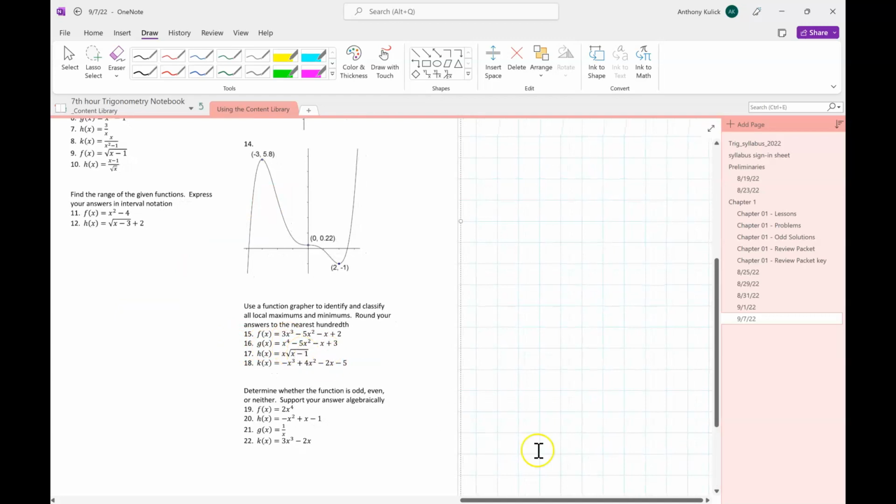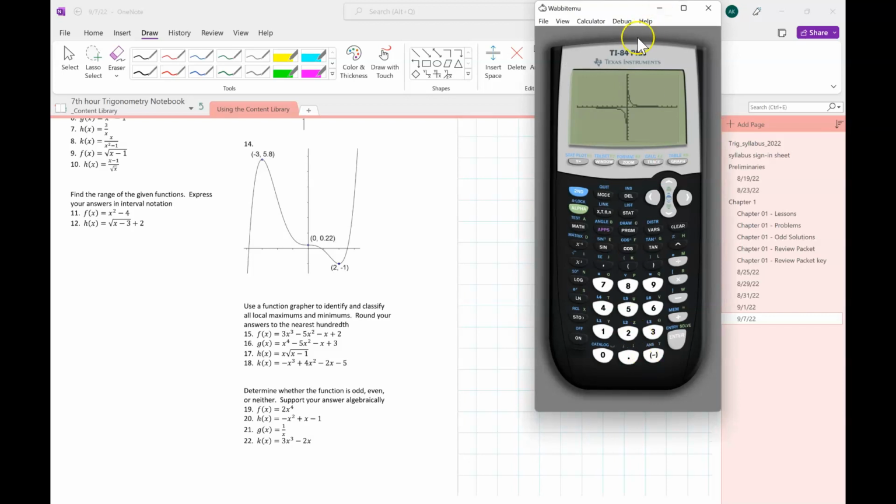So 17 is an all-on-the-calculator question. It says to use your graphing calculator to classify the maxes and mins and find the maxes and mins. So 17 is x times, and then the square root is second, and the x squared button right here, and x minus 1. Just type it in exactly the way it looks. Okay, that looks fine. Hit graph.